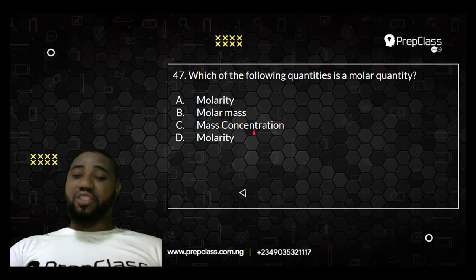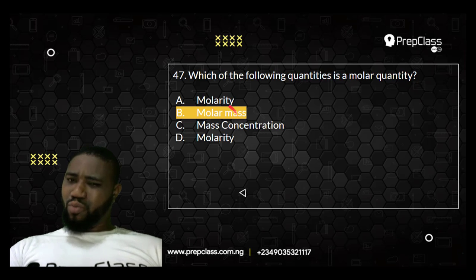Maybe if they mean it's not a molar quantity, then your answer is mass concentration. Because molar mass is a molar quantity. Now, molarity is molar concentration, but molar mass, they are both molar quantities. So the one that is not a molar quantity here is mass concentration.